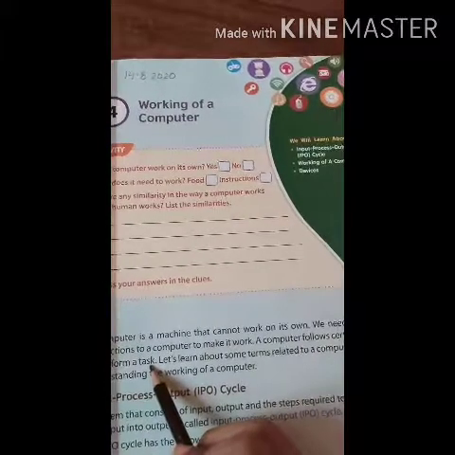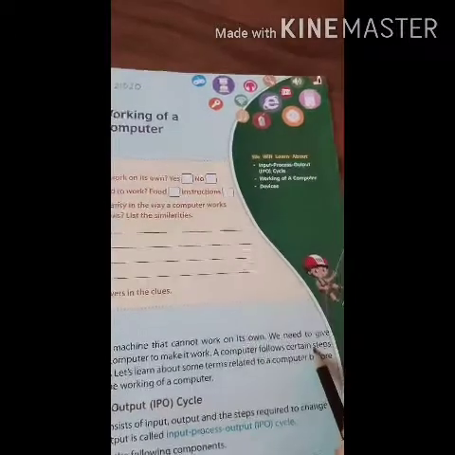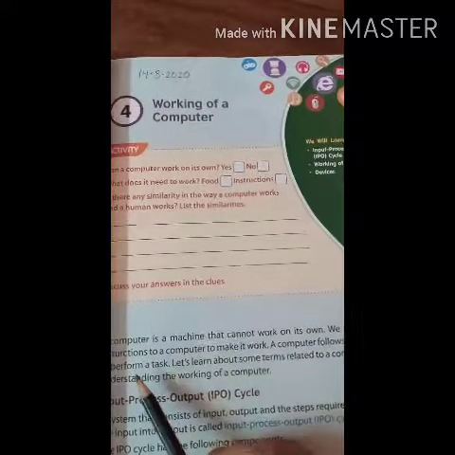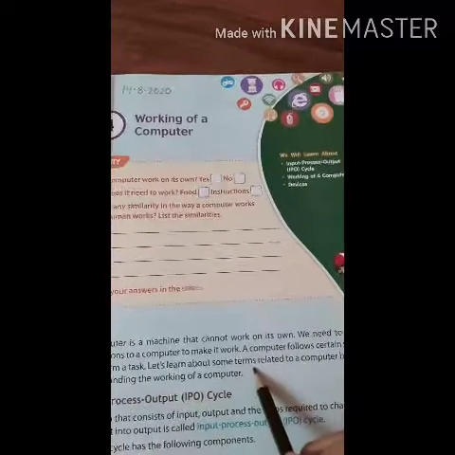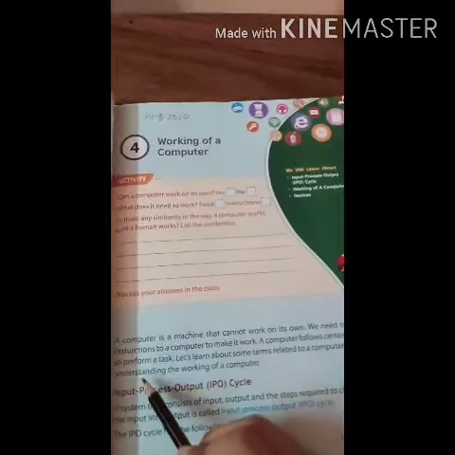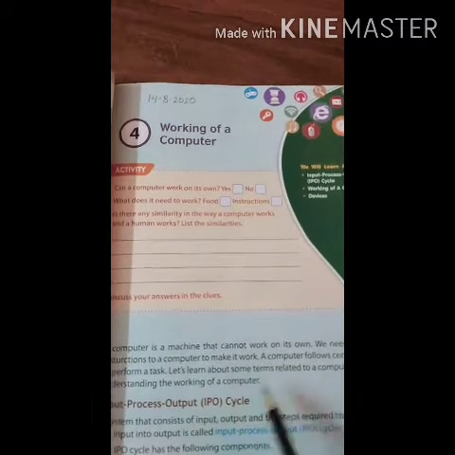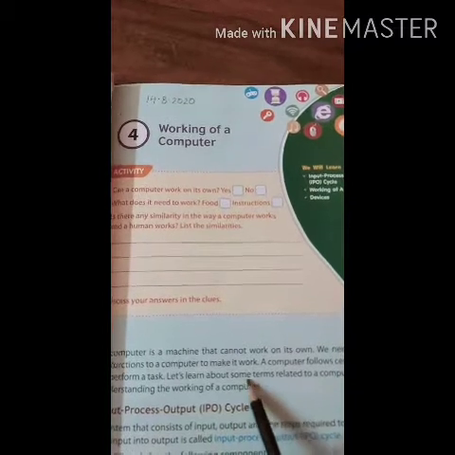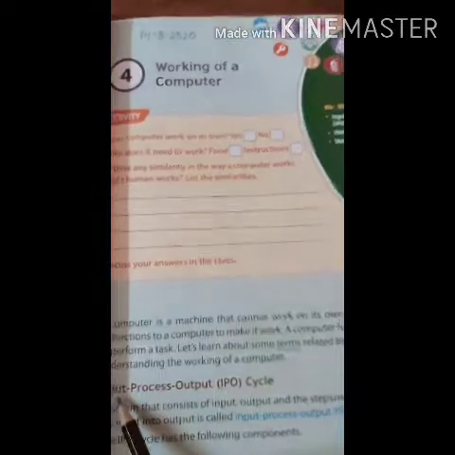सो आफ्टर गिविंग द इंस्ट्रक्शंस अ कंप्यूटर फॉलोज सर्टेन स्टेप्स, और उसके बाद कंप्यूटर कुछ स्टेप्स फॉलो करता है टू कंप्लीट दैट टास्क. सो लेट्स लर्न अबाउट सम टर्म्स रिलेटेड टू अ कंप्यूटर बिफोर अंडरस्टैंडिंग द वर्किंग ऑफ अ कंप्यूटर. यहाँ देखिए टर्म्स लिखा है ना. नाउ सी दीज आर द टर्म्स.